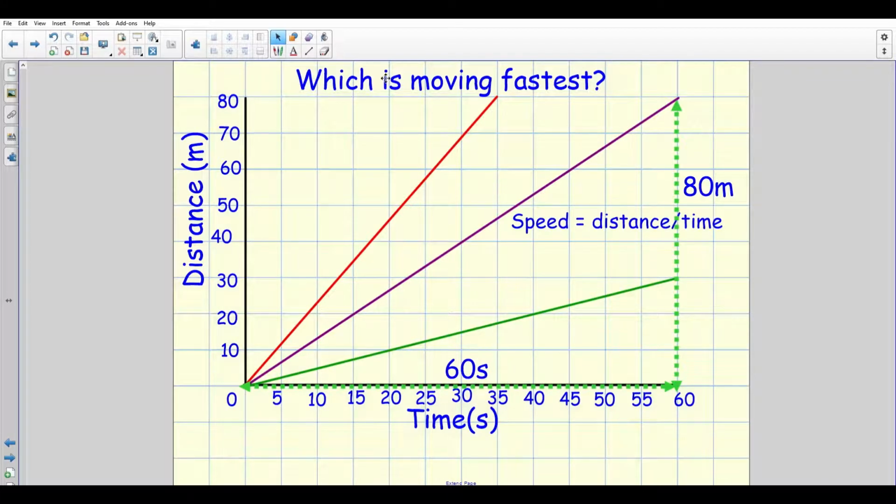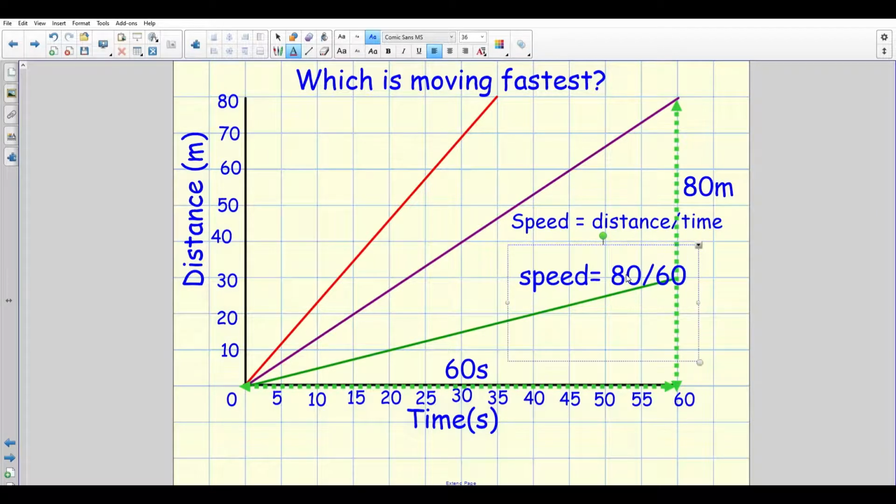So if we put that into our equation, we need to do speed equals 80 meters divided by 60 seconds. So the speed, if we do that, will give us, I really need to have a calculator next to me. Sorry about this. So the speed gives us 80 divided by 60 is 1.3 recurring. So 1.33, I will round that to meters per second. Okay, so you need to do the same thing for the green line and the red line now.